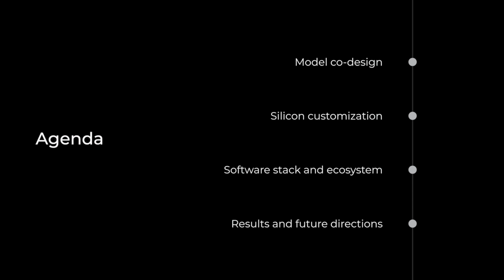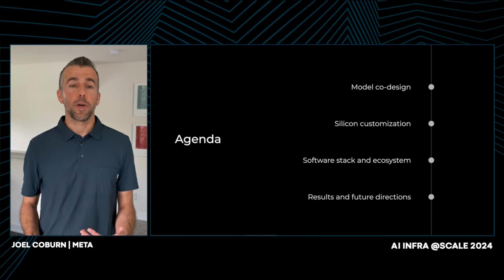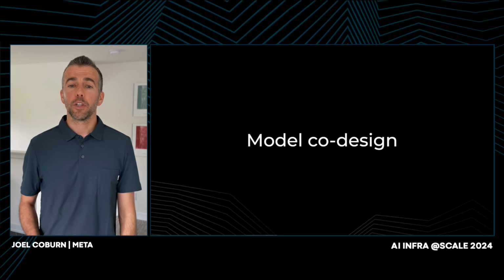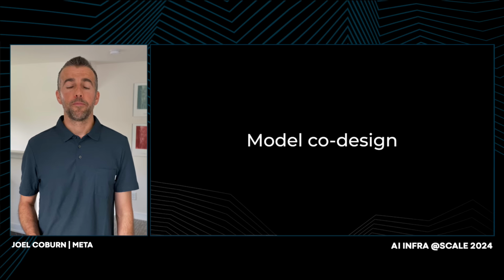I'll briefly talk about model co-design. Junqiang will jump in and talk about silicon architecture, how we've customized it for our models. Jack will talk about the software stack and the developer ecosystem. And then I'll wrap up by talking about some end-to-end results and future directions for our accelerator program. So now let's jump into model co-design.